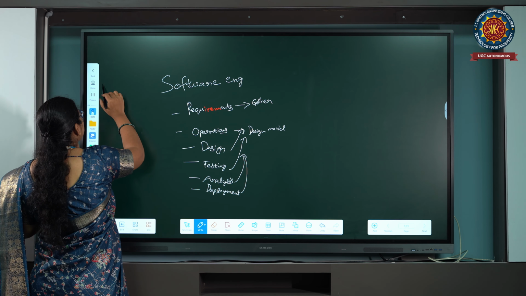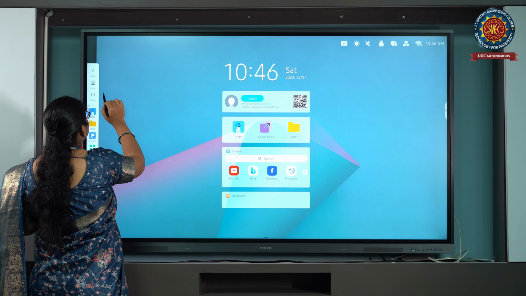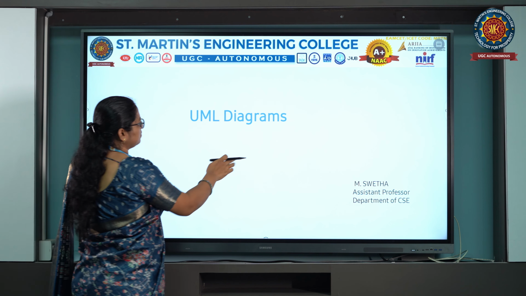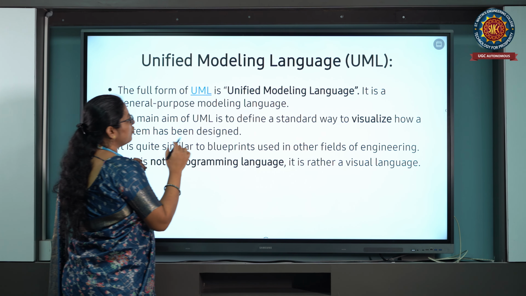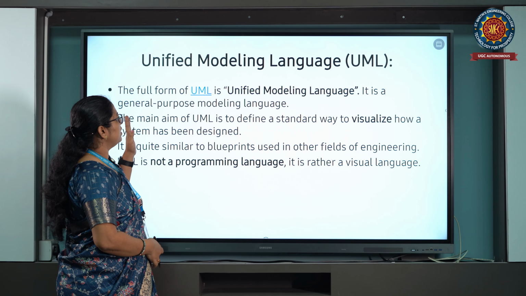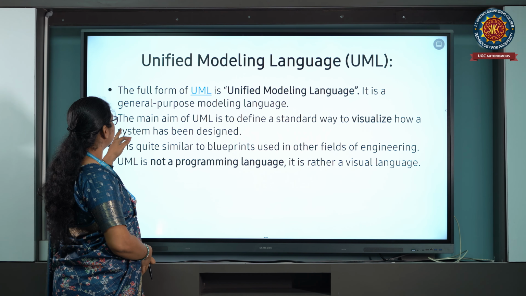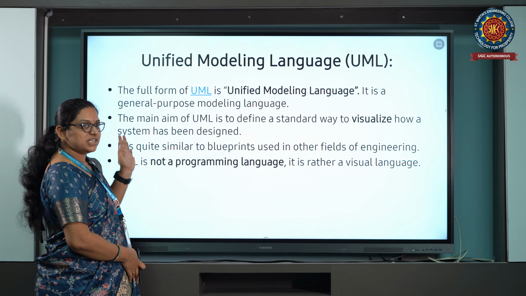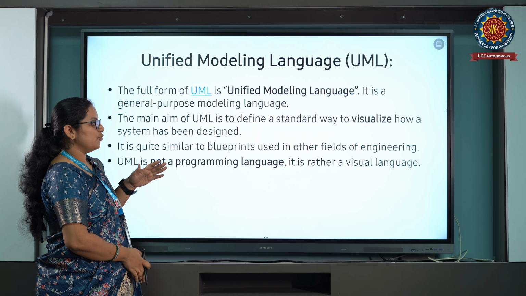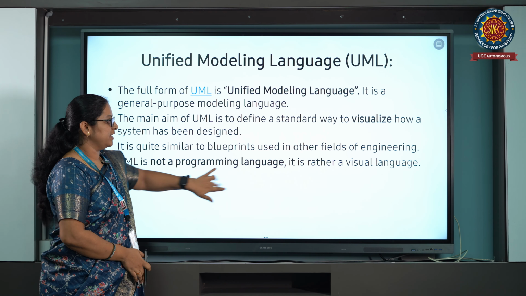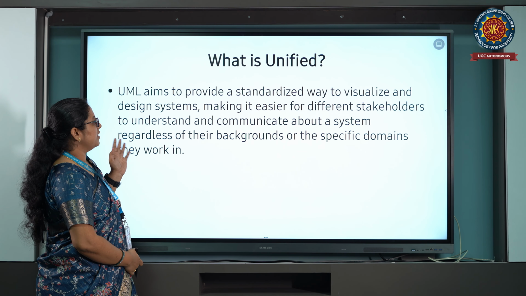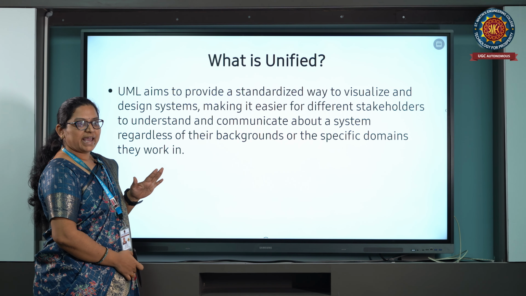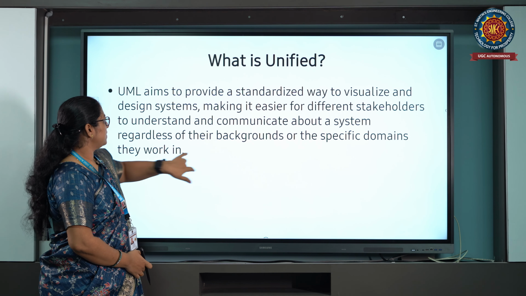Coming to UML diagrams, what is UML? UML is Unified Modeling Language. The main aim of UML is to define a standardized way to visualize how the system has been designed, and it is quite similar to blueprints used in other fields of engineering. What is unified? Unified is used to visualize the system. It is not a programming language, it is a visualizing language.